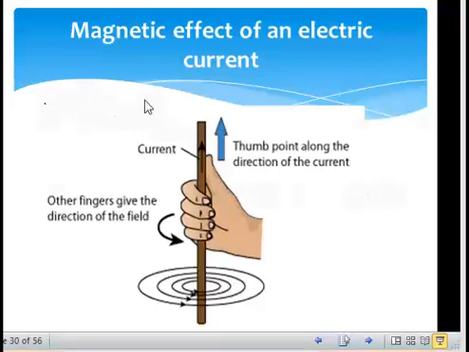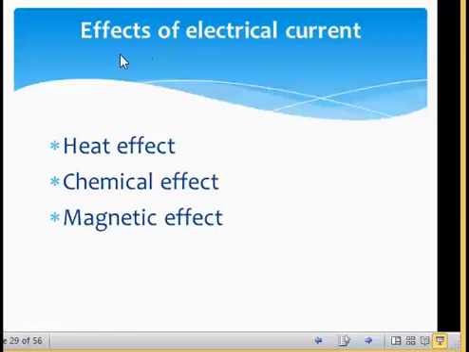Okay, so here we're going to continue from where we stopped. Now we're going to be looking at different effects of electrical current. Electrical current can produce the following effects. Electrical current can produce heat effects.